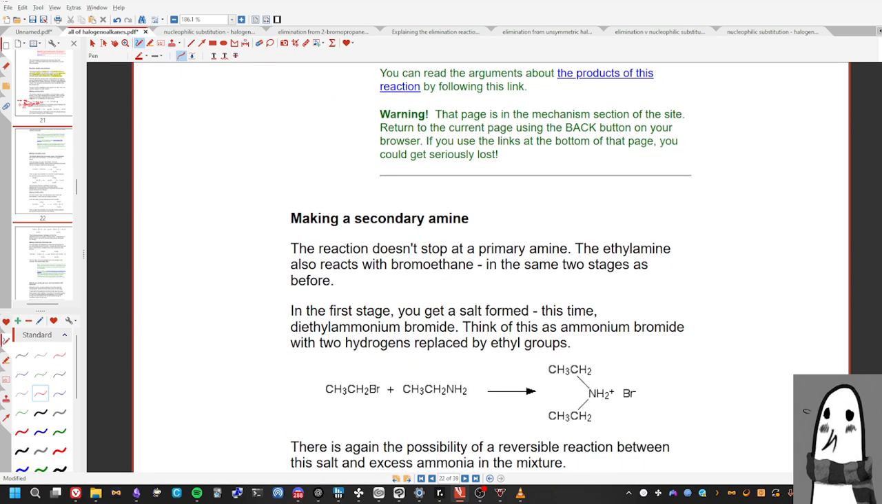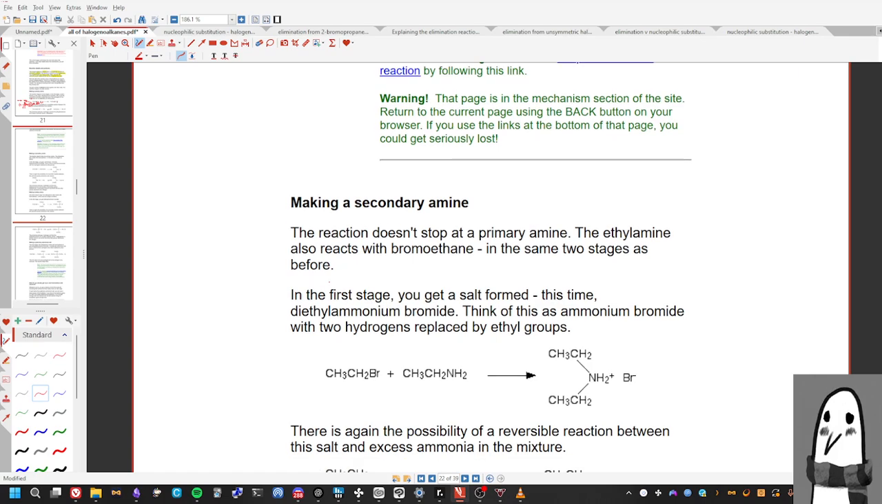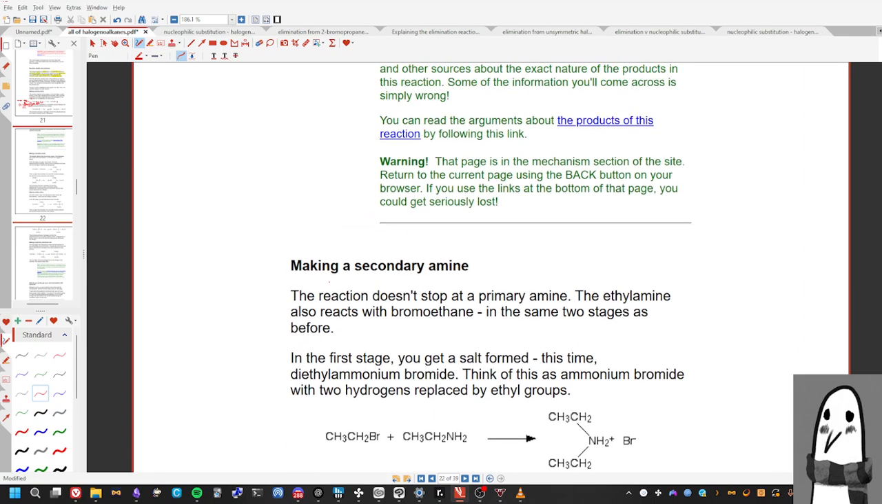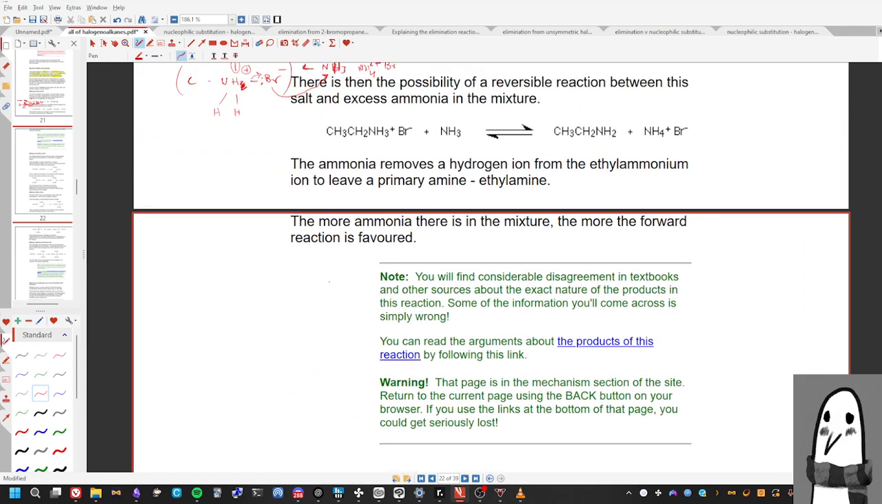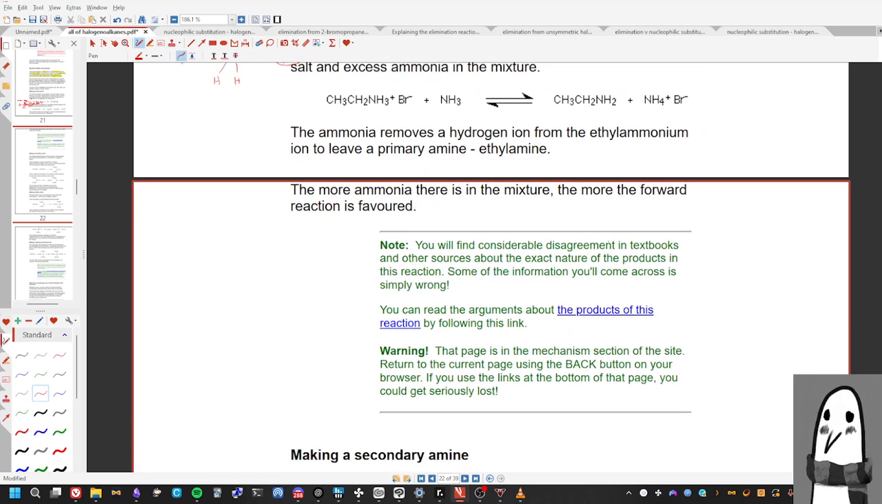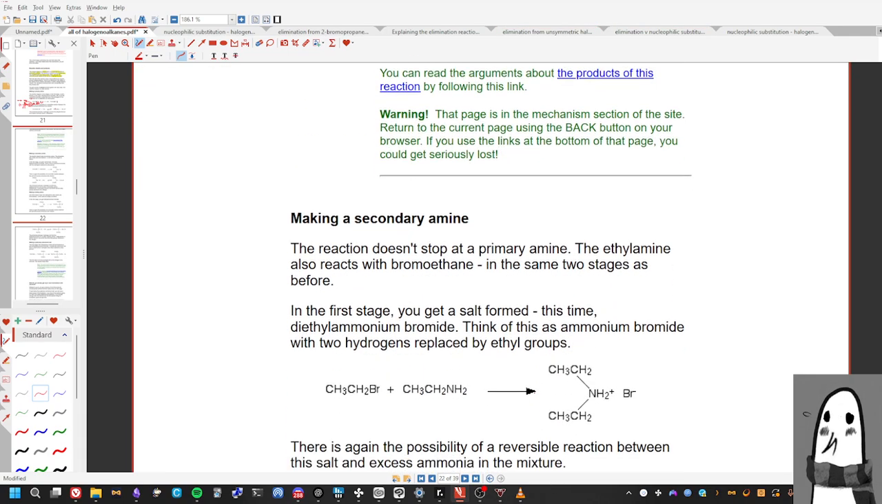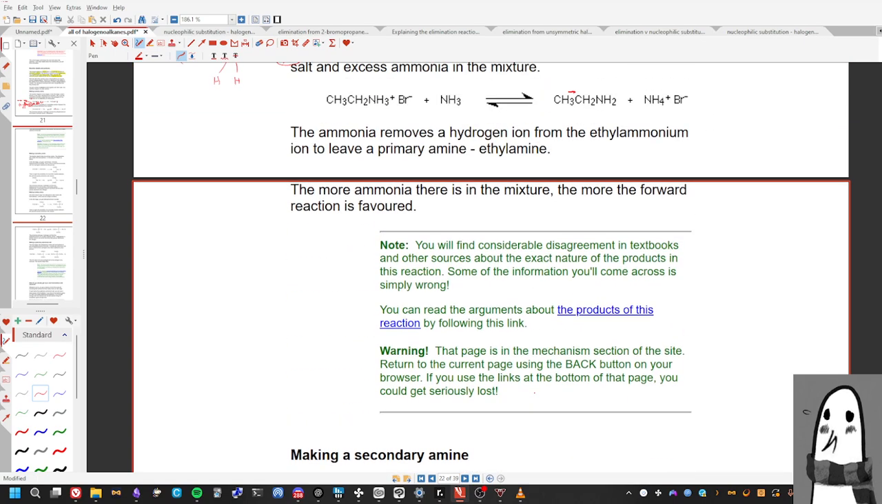Alright, so the reaction doesn't stop at a primary amine. Ethylamine also reacts with bromoethane. Wait, why are we talking about primary amine? So I was right, but the NH2 is counted as an amine group, and it's counted as a primary amine because the NH2 is bound to an alkyl group which is bonded to only one carbon chain, as we're seeing here. This is called ethylamine. It's easy to understand. This is amine, this is ethyl.